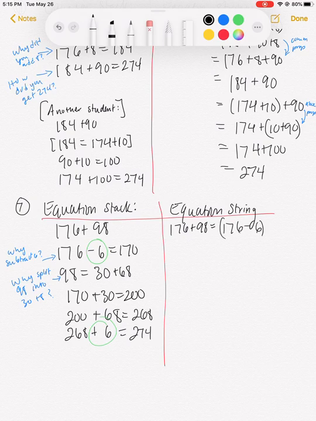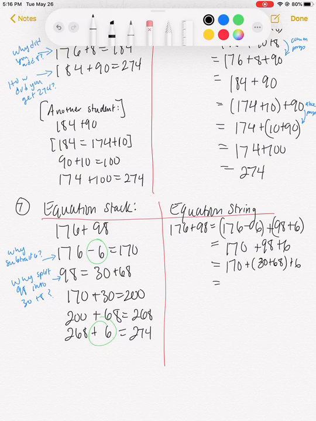So I'm going to split up my 176 into 176 minus 6 plus my 98, and then I'll have to add 6 onto that to keep things equal. So we have 170 plus 98 plus 6. I'm going to keep the 6 apart until the end because that's what the student does. Now next the student splits up the 98 into 30 plus 68, keeping the 6 along for the ride until the end.